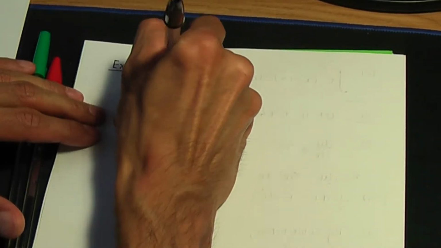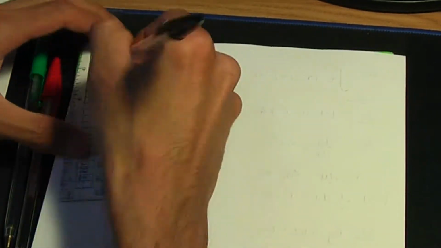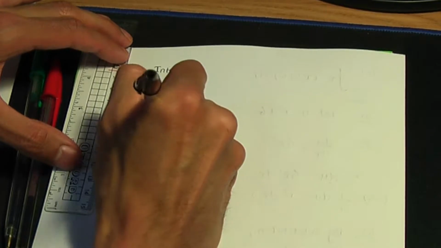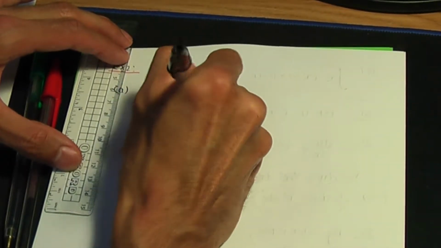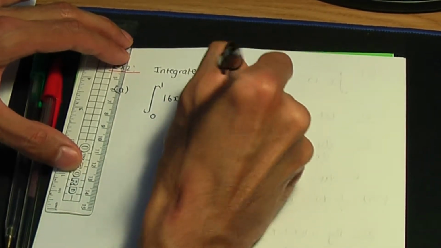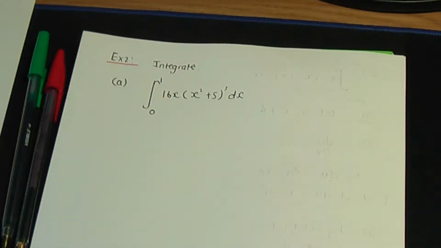So let's integrate. Here's part A. We're going to integrate between the limits 0 and 1, 16x into (x squared plus 5) to the power 3. So let's integrate 16x into (x squared plus 5) to the power 3 between limits 0 and 1 using substitution.